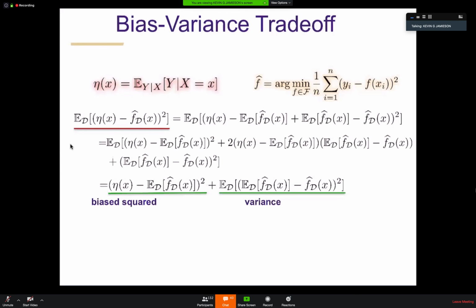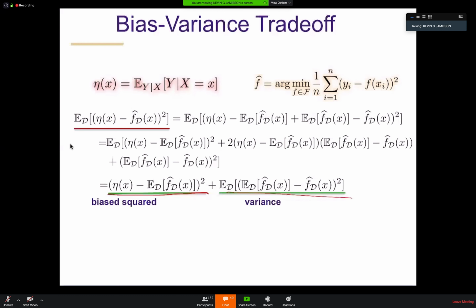Jamie went through how you can decompose this into bias squared and variance. The bias squared is eta of x, the best possible estimator, minus the expected value of f hat with respect to data. So this is the expected function you'd see over all possible data that you could see, and that is your bias. When we're looking at very low or simple models, this is going to be the large term, because it's basically how well, in expectation, the model fails to fit the best model in hindsight, which is eta of x.